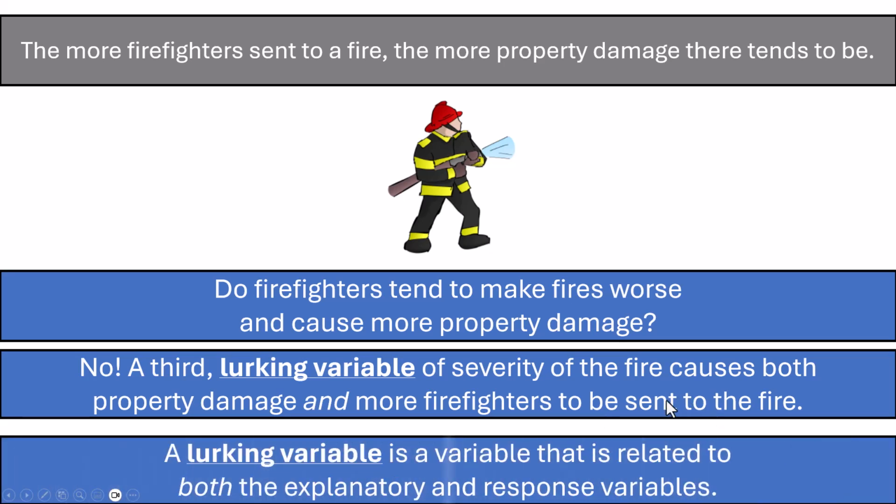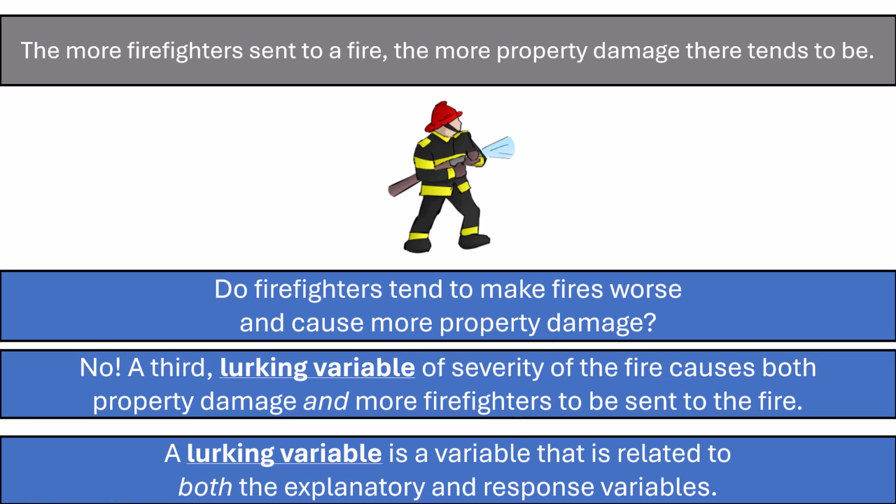In general, we define a lurking variable as a variable that is related to both the explanatory and the response variables. In this case, our explanatory variable would be the number of firefighters sent to the fire, and our response variable would be the amount of property damage. How severe the fire is causes both of those things. When we have a more severe fire, we tend to send more firefighters. And when we have a more severe fire, we also tend to have higher property damage. So it's not the firefighters who are causing the damage, it's how severe the fire is.